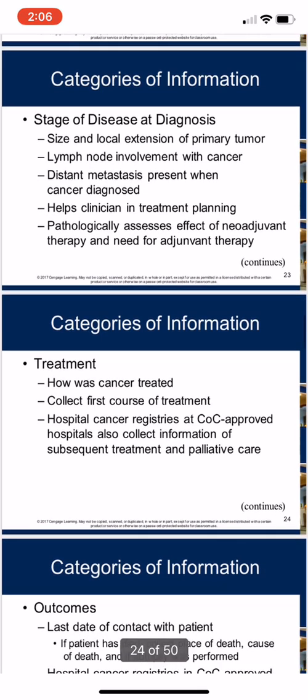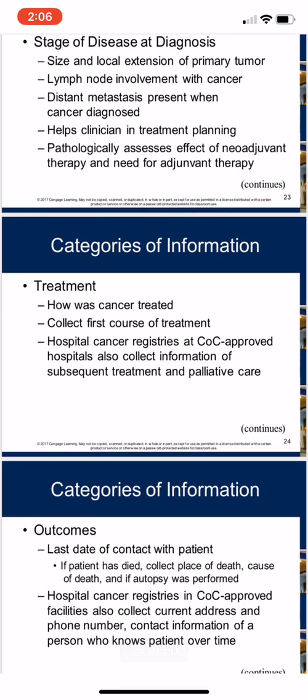All right, moving over to treatment on 613. Hospital-based cancer registries and population-based cancer registries both collect information at the first course of treatment. Hospital cancer registries at Commission on Cancer approved hospitals also collect information on subsequent treatment and palliative care.